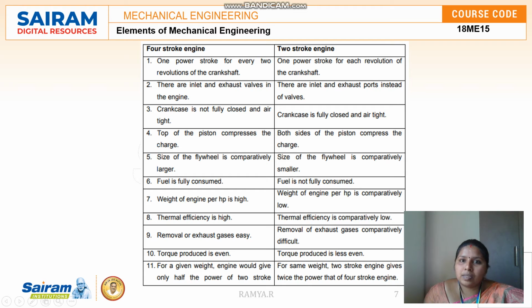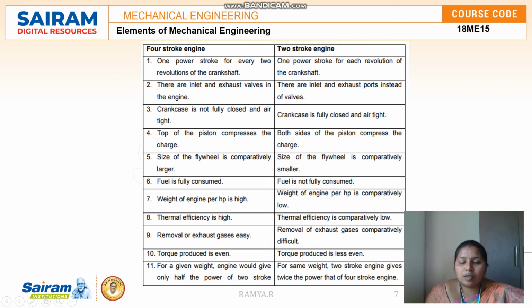The top of the piston compresses the charge in a four-stroke engine, and in a two-stroke engine, both sides of the piston compress the charge. The size of the flywheel is comparatively large in a four-stroke engine, whereas here the flywheel is very small. Here the fuel is completely consumed, whereas in a two-stroke engine, the fuel is not completely consumed. The weight of the engine per HP is high, and here the weight is comparatively low compared to the 4-stroke engine. Thermal efficiency is high in case of 4-stroke. Thermal efficiency is comparatively low in two-stroke.